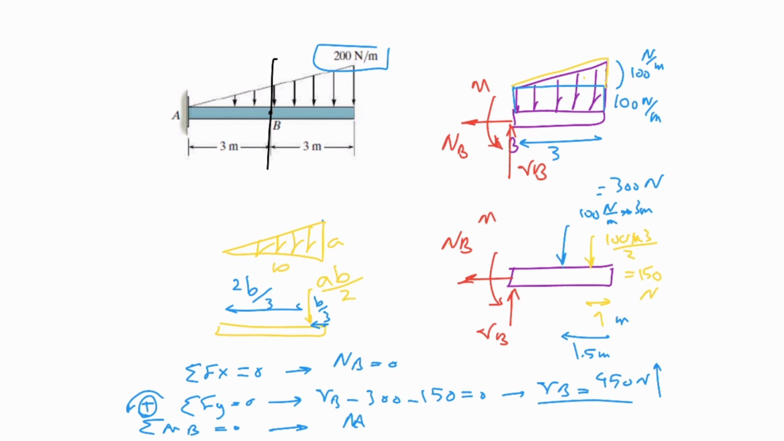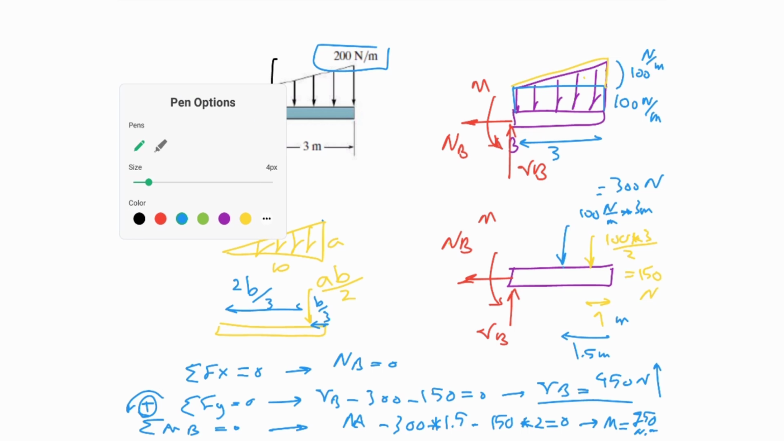I have M, which is counterclockwise, and minus 300 times 1.5 as the r, minus 150 times 2 equal to 0. And if we solve this, M would be equal to 300 and 450, which means 750 Newton meter. This is the total moment over there.